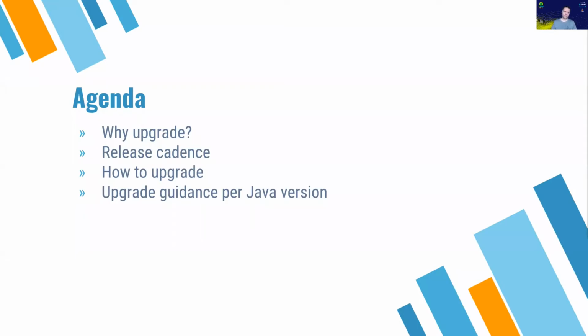So the agenda for this session: first we're going to look at why you should actually upgrade your application to the new version of Java. Then we'll talk a bit about the new release cadence of Java. After that, we're going to dive a bit deeper into how you could actually upgrade your application, and then a step-by-step guide on upgrading each Java version and the challenges and solutions for that.